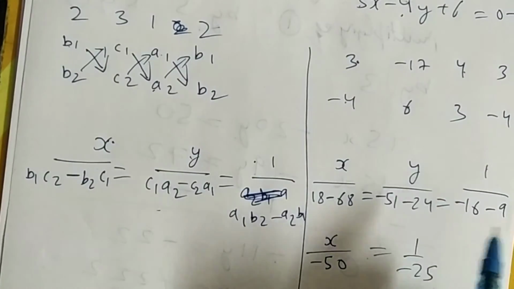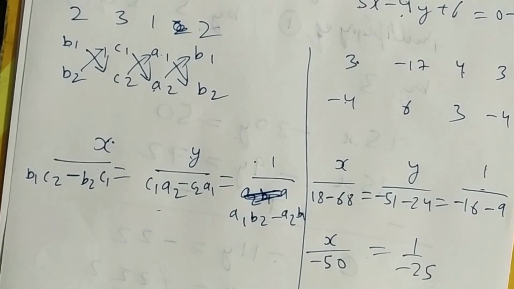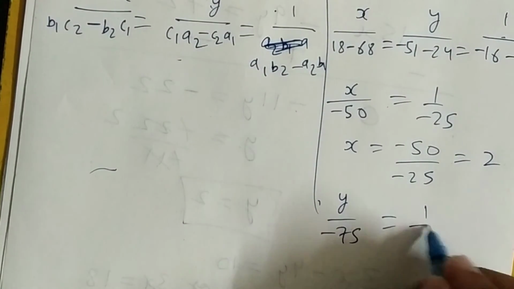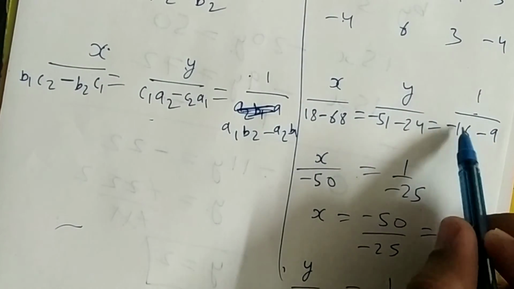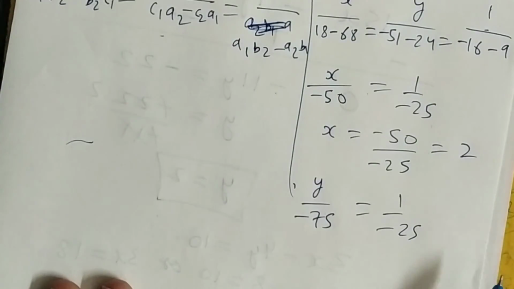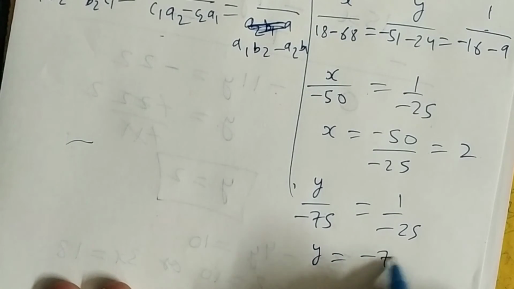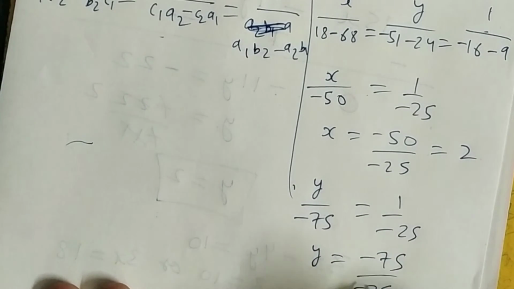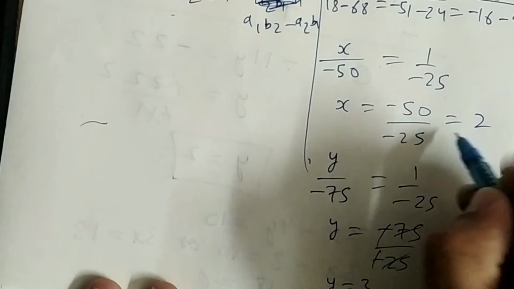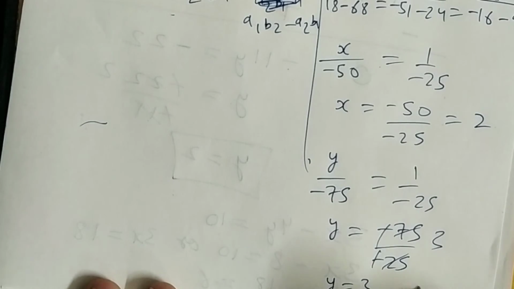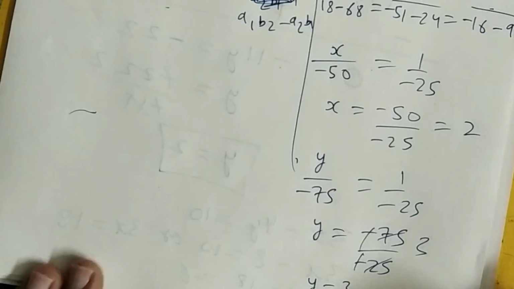In the same way, also equate these two. So y upon minus 51 minus 24, that is minus 75, is equal to again minus 16 minus 9, that is minus 25. From here y is equal to minus 75 upon minus 25, so the value is 3. So y is equal to 3 and x is equal to 2, with the method of cross multiplication.